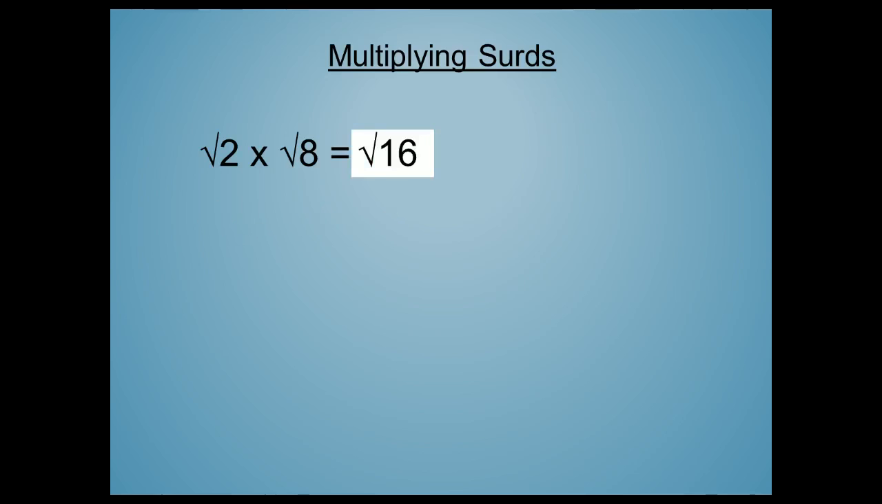What about square root of 2 times square root of 18? Well, if you put it in the calculator, you will get 6, but the reason you get 6 is because the square root of 2 times the square root of 18 is the square root of 36, and the square root of 36 is 6.